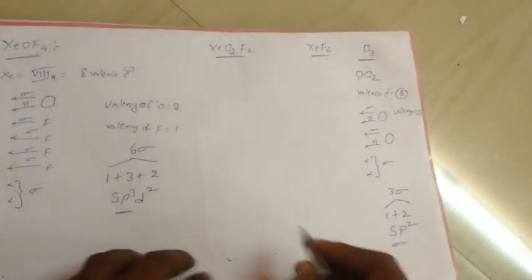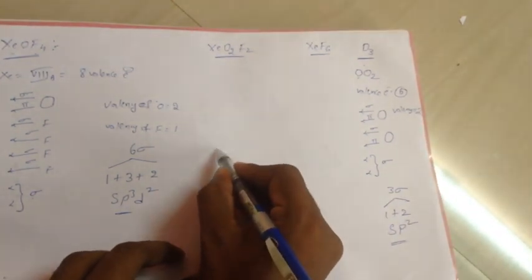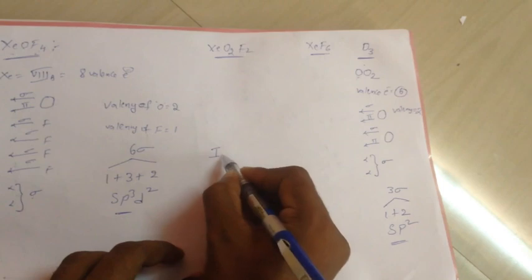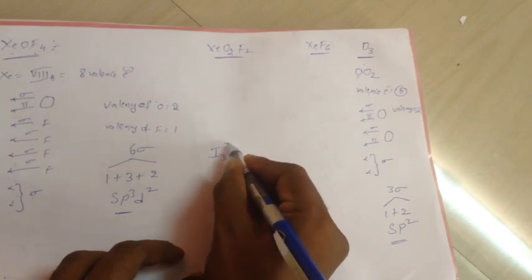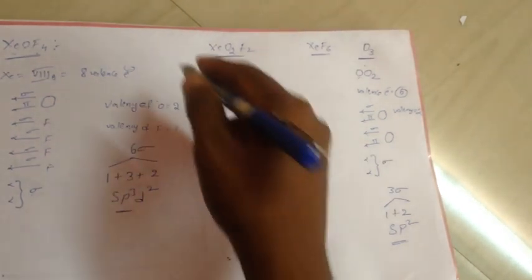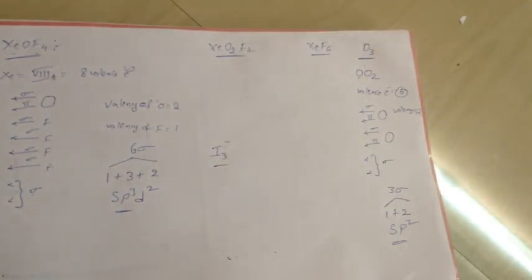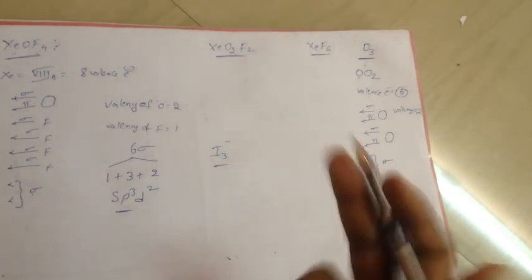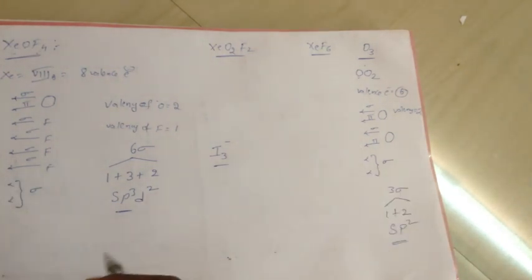The same pattern, try this also. I3 minus. Right? Can you try this also? So these are the test yourself questions. Is it clear, students? In the next video, we will discuss how to identify the shapes of the molecules.